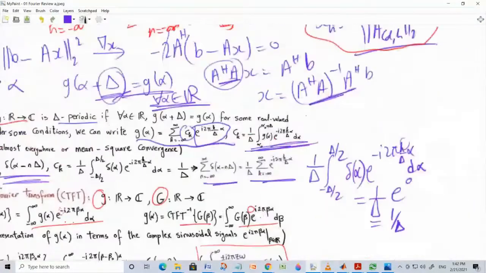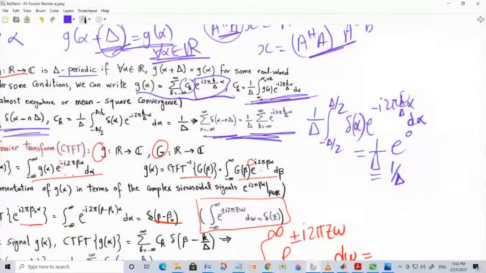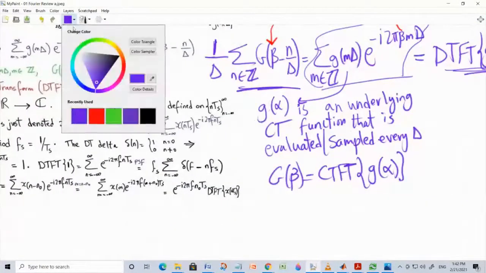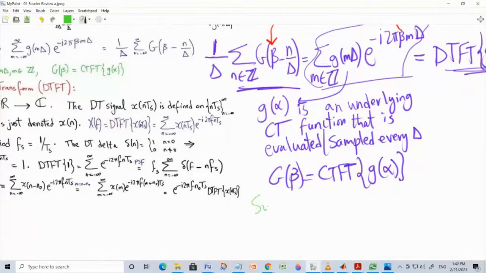Okay, so before proceeding, actually, this mysterious Fourier series of a Dirac delta is a special case, right? So let's talk about this special case. Suppose that G of beta is equal to delta of beta. So suppose that here we have a delta, okay? So what is the inverse Fourier transform of delta of beta?